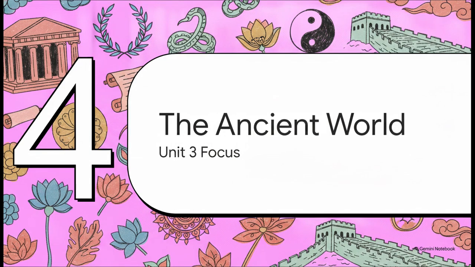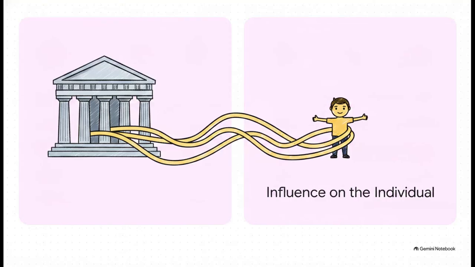This is our third pacing block. Here, the focus shifts just a little bit. We start looking at the dynamic relationship between social systems and structures versus the individual. Just think about that for a second. How do massive overarching social structures and forms of government actually shape the identity of a single everyday person?